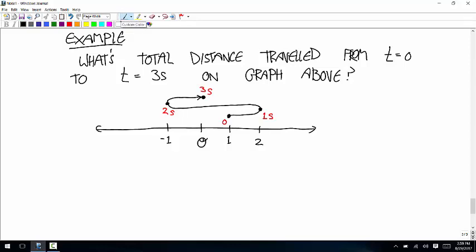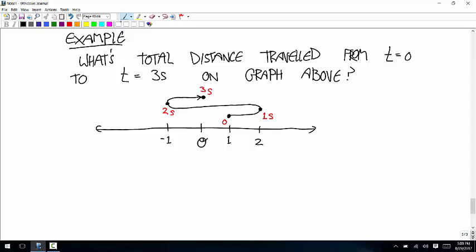Okay, so we're going to break this up into legs of the journey where everything's moving in the same direction. So here's one leg going this way, and the second leg is from here to here, and then the third leg is this. Okay. And we just need to come up with the lengths of those legs.